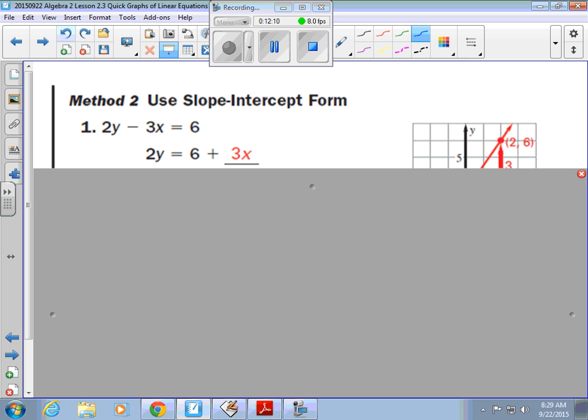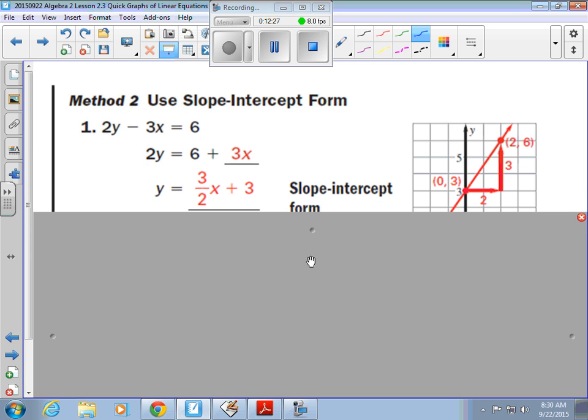Method number 2 is using slope-intercept form. 2y minus 3x equals 6. Move it to slope-intercept form. So move the negative 3x over. It's negative on the left, so add 3x to both sides. You get positive 3x on the right. Then divide everything by 2 to get y by itself.